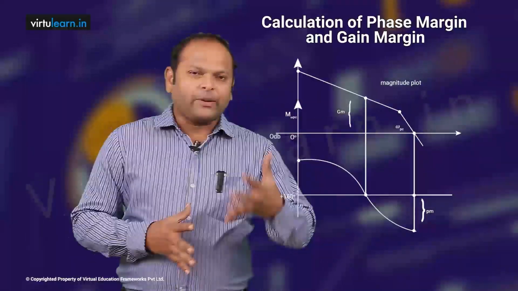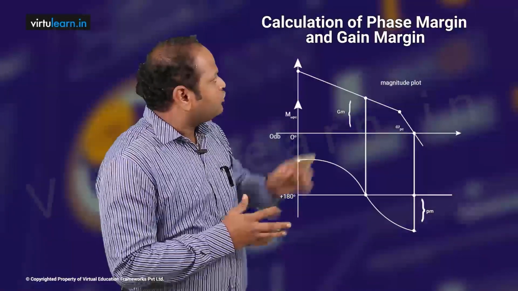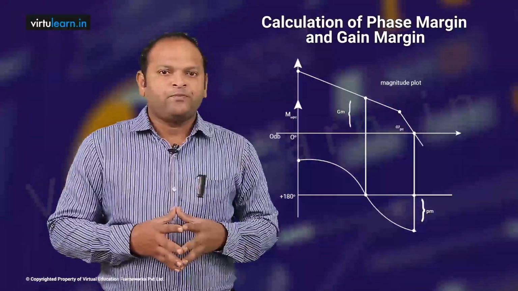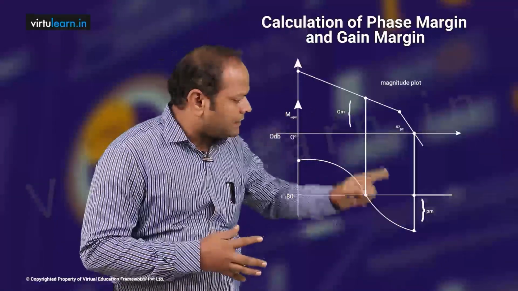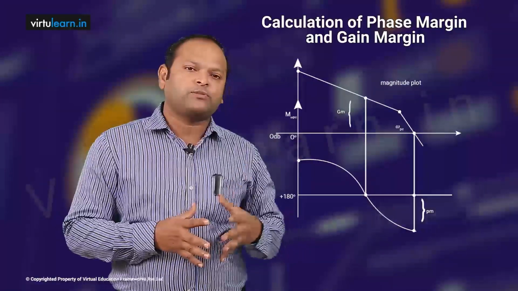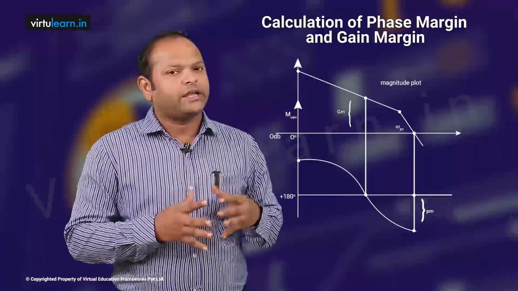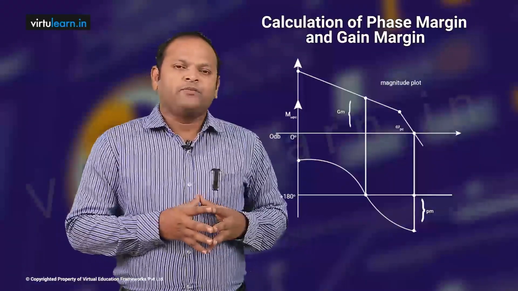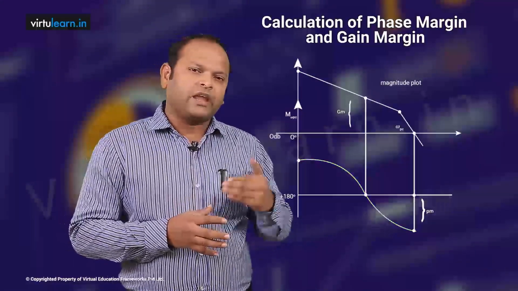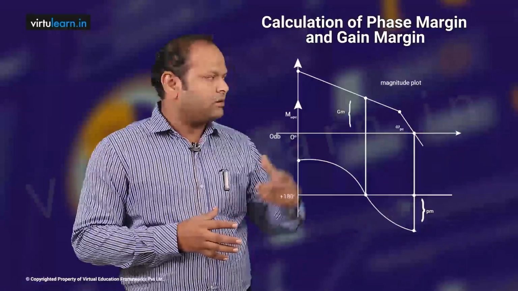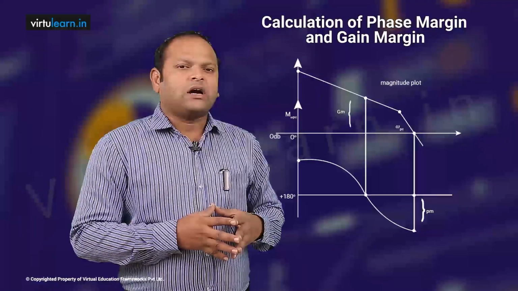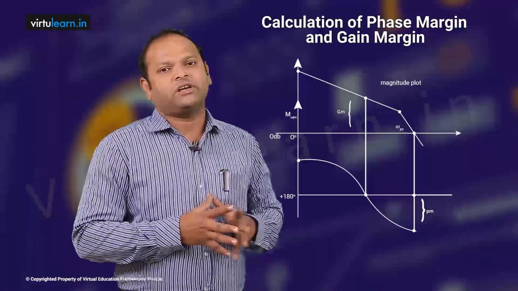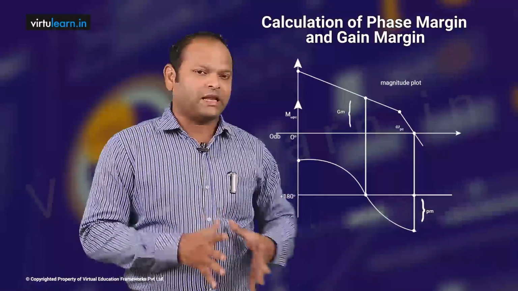Now, for a typical system, I have the magnitude plot like this, and also I have the phase plot like this. As I said, magnitude and phase plot should be plotted on the same semi-log graph sheet. So now this is available to me. Then how to find gain margin and phase margin graphically? The analytical procedure is different and the graphical procedure is different, but the concept will be the same.